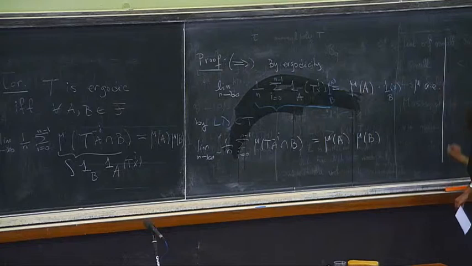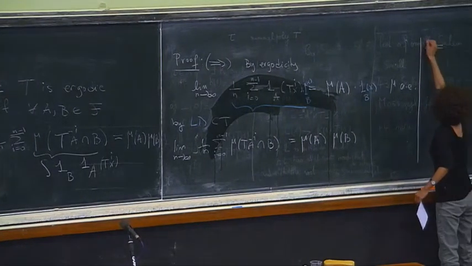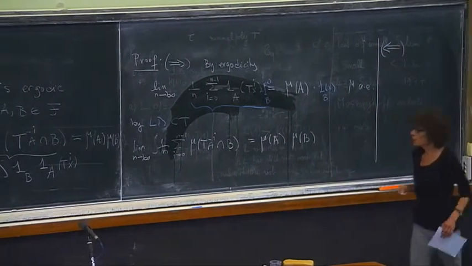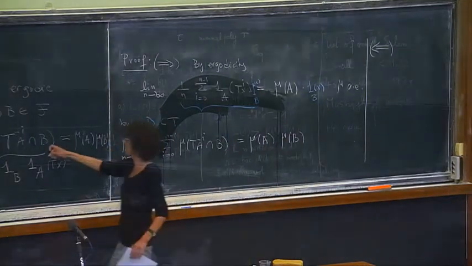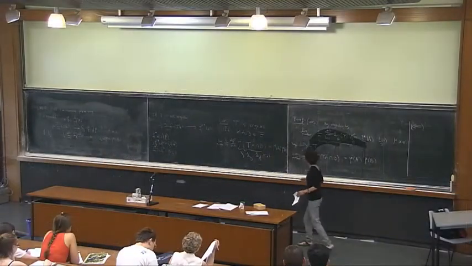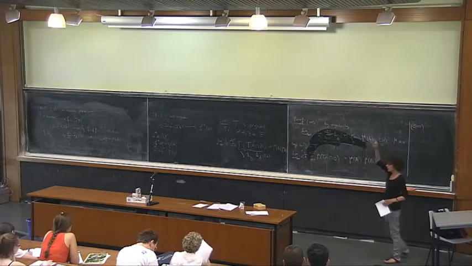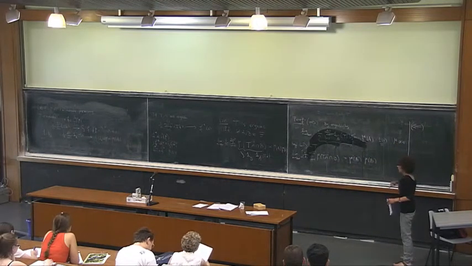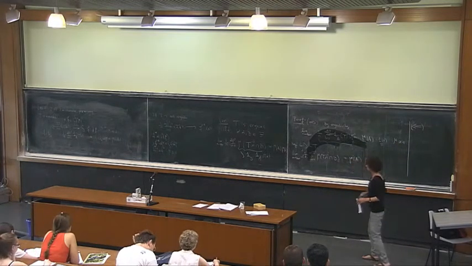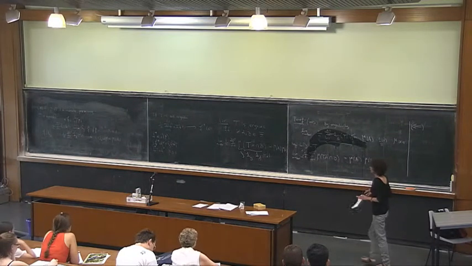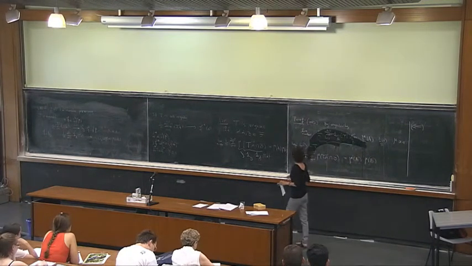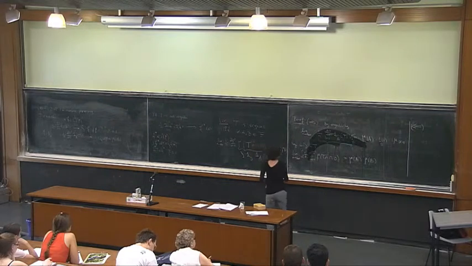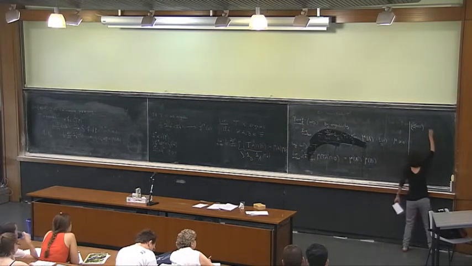Let's see. So let's go this way. Suppose I have this condition for any A and B, and I want to show T is ergodic. And I had these 5 characterizations. So I have a choice in which characterization I want to use to show T is ergodic. So I'm going to use just the definition that any T invariant set has measure 0 or 1. So let's pick a T invariant set.